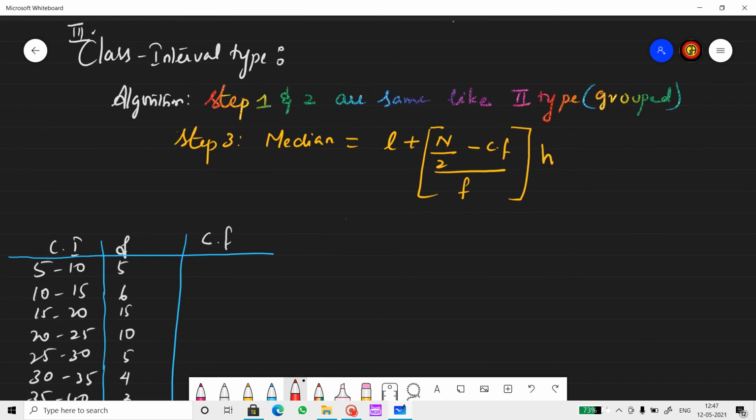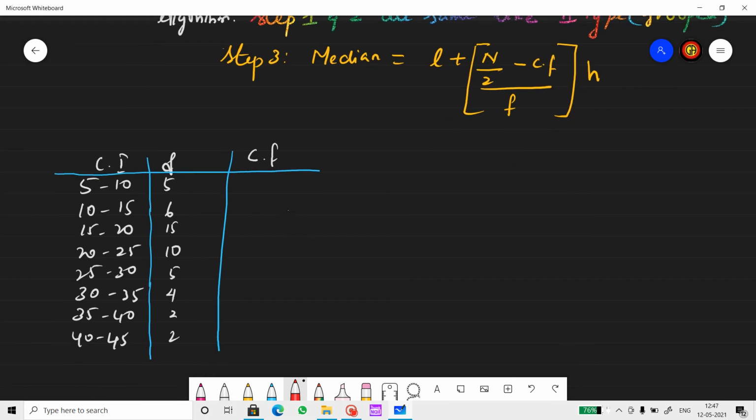In class interval type, the algorithm is almost the same as for type 2. So we first have to find the cumulative frequency, and then we have to do N by 2. So those two steps are ideally the same. Step 3 here is we have a new formula, L plus N by 2 minus CF by F into H. Alright, so I'll show you the application of this.